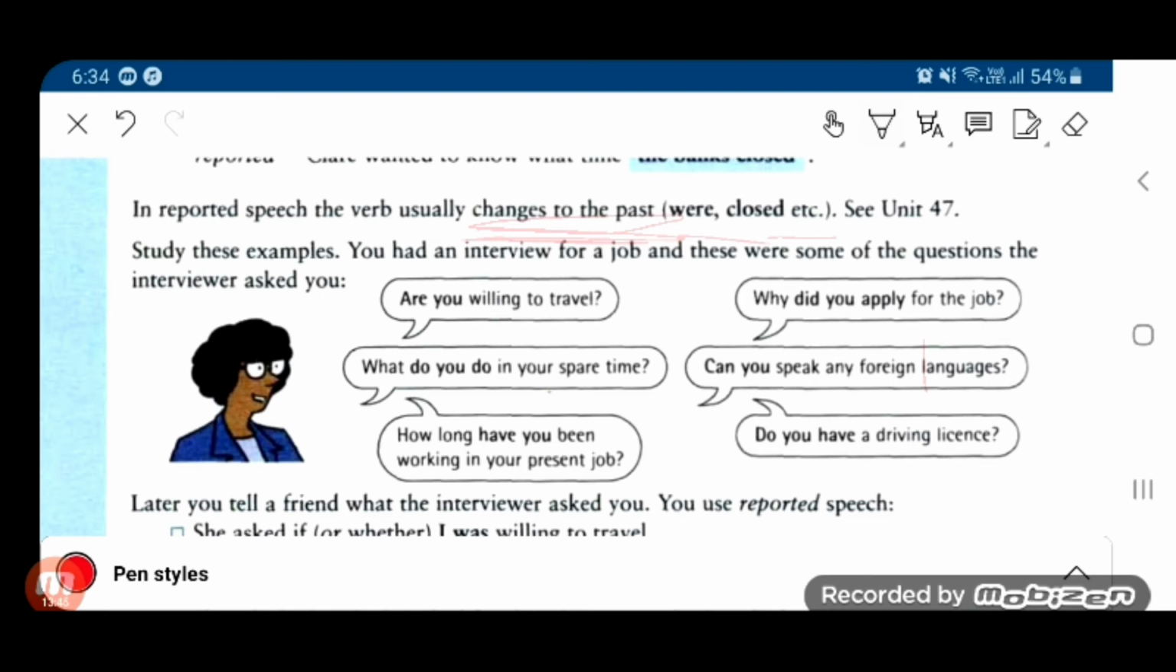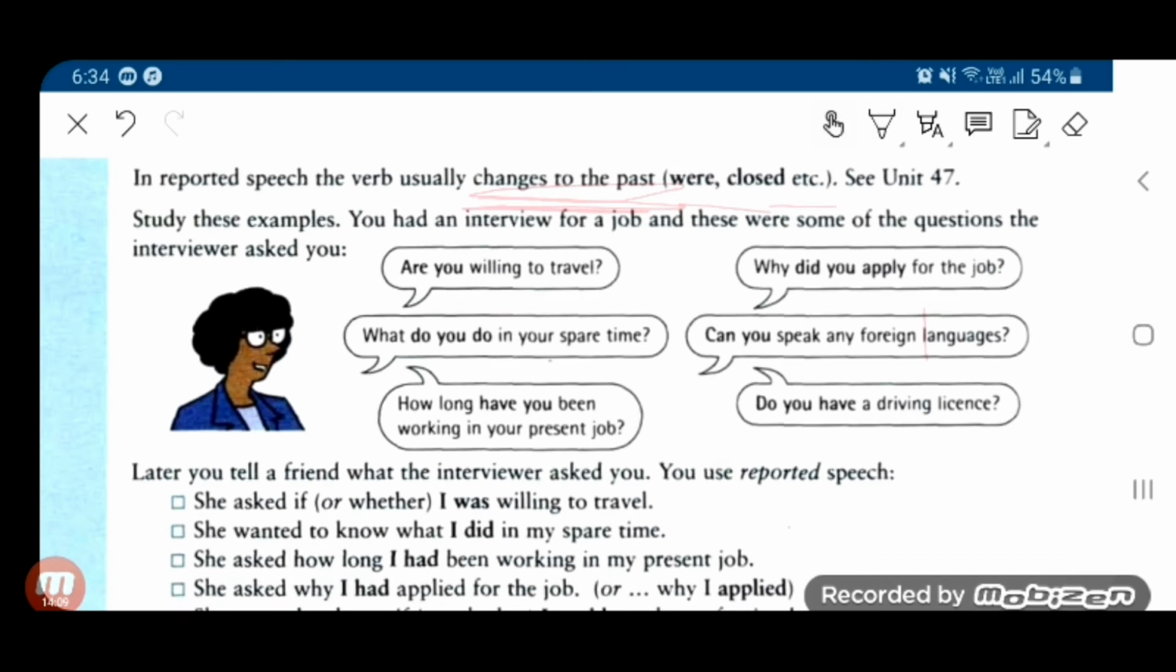Are you willing to travel? Why did you apply for the job? What do you do in your spare time? Can you speak any foreign language? How long have you been working in your present job? Do you have a driving license? Okay, so here we can see most of the examples are simple present and present continuous.